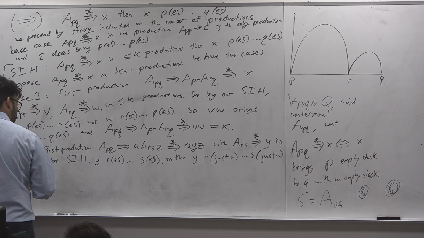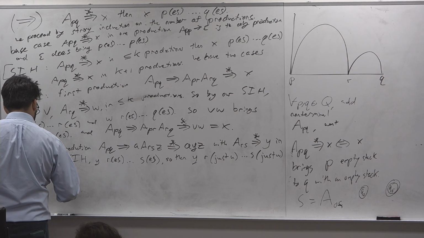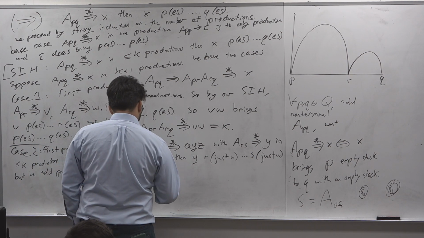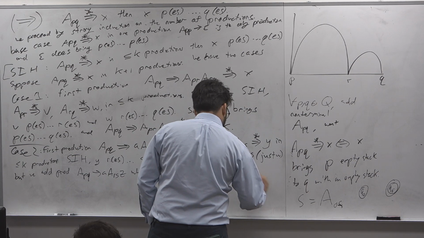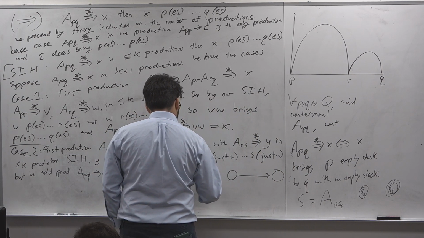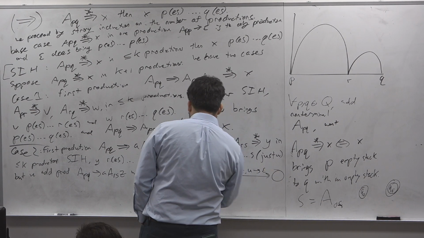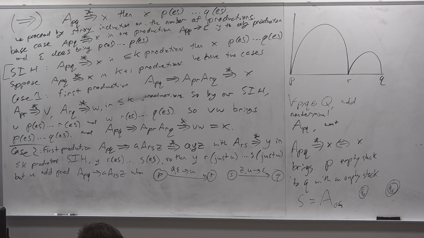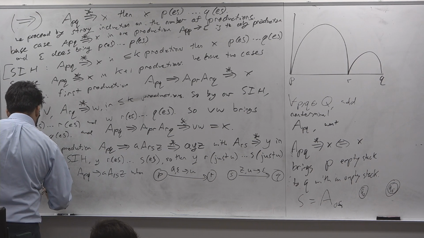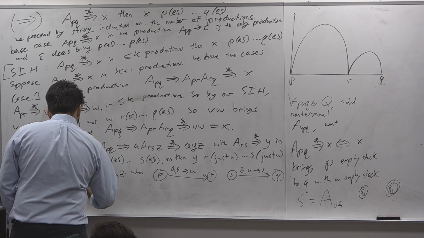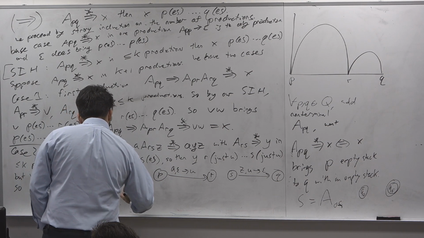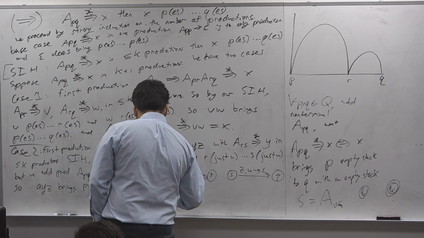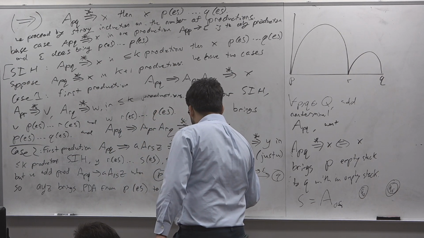But we add the production A_PQ goes to A A_RS Z when we have this form in the PDA: read an A, pop nothing, push a U. Read a Z, pop the U, push nothing. From P to R, S to Q, right? So AYZ brings the PDA from P empty stack to Q empty stack. And AYZ is equal to X.